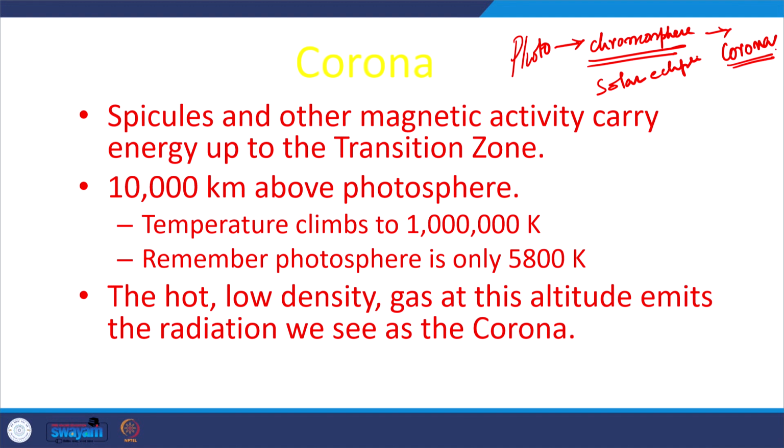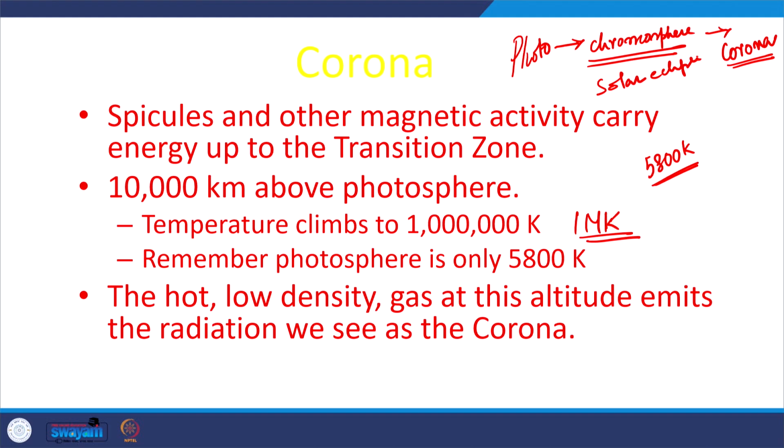Now, moving ahead from the chromosphere, you move into what is called the corona. Corona is where the spicules and other magnetic activity carry energy up to the transition zone. Transition zone is something in between. So, 10,000 kilometers above the photosphere, temperature climbs to 1 million Kelvin, starting from about 10,000 kilometers from the photosphere, where the photosphere is still sitting at 5,800 Kelvin. Okay. So, temperature seems to be rising about 10,000 kilometers.